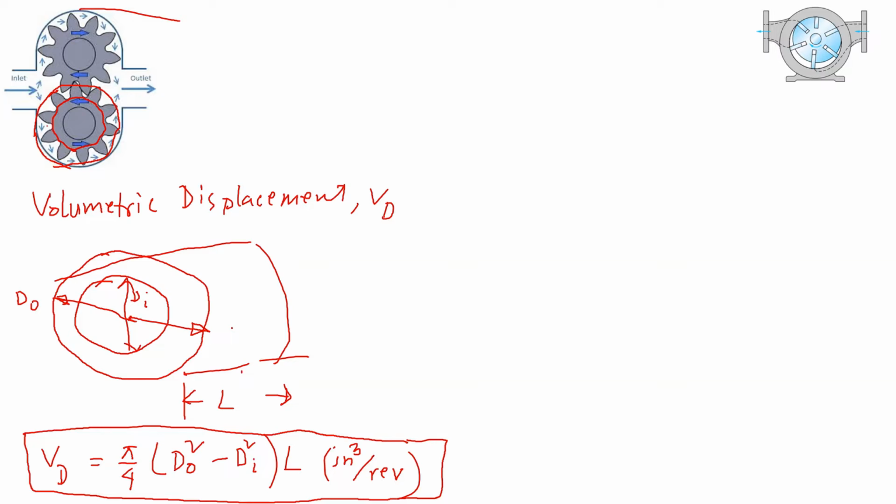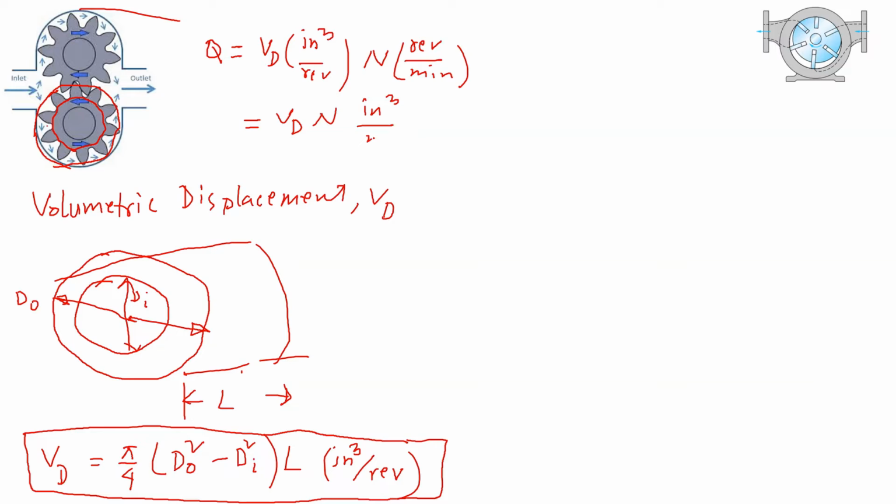So this much volume will be expelled every revolution. If we want to calculate the flow rate Q, VD is in inch cube per rev. Then if we multiply by N, revolutions per minute, we get VD times N in inch cube per minute. Now, if we want that in gallons per minute, we can simply convert it.